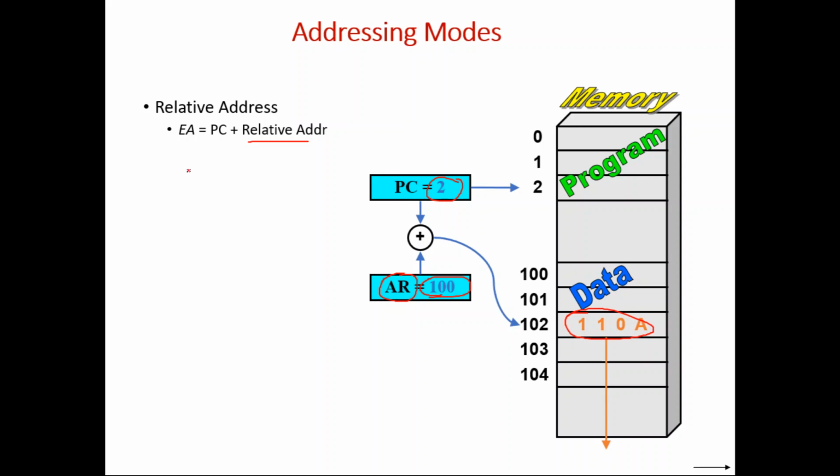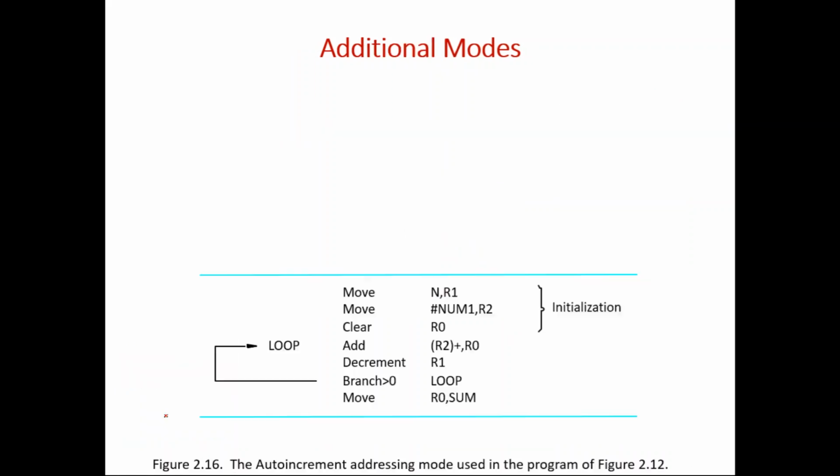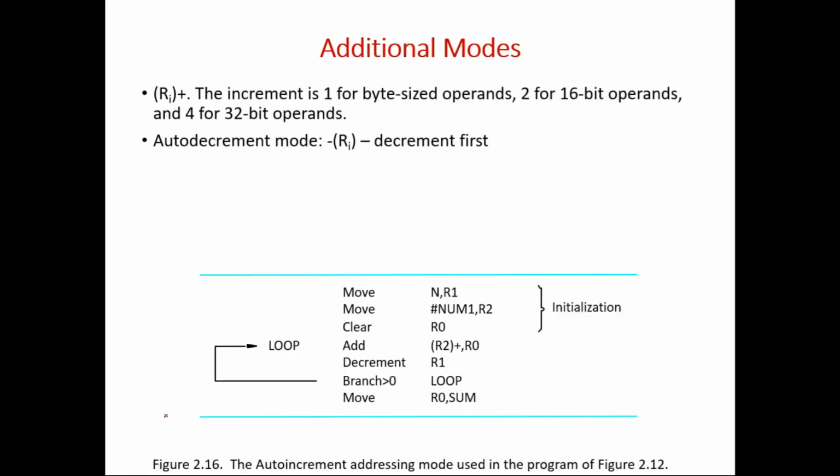So this is how the relative addressing mode works. It is relative with respect to the program counter. Fine. There are some additional addressing modes, like auto increment or auto decrement. Auto increment works similar to a post increment, that is, it will increment after performing the operation. Whereas auto decrement will decrement first.